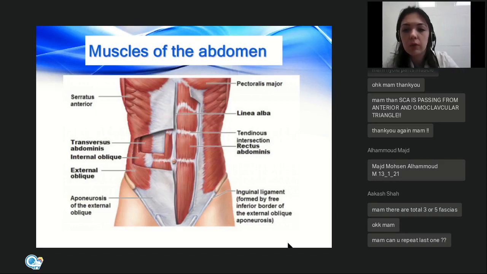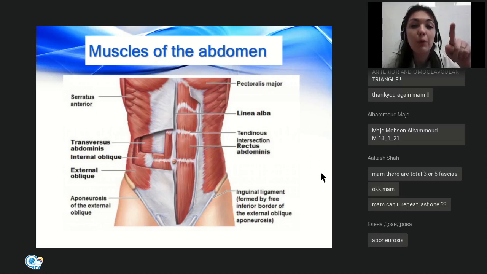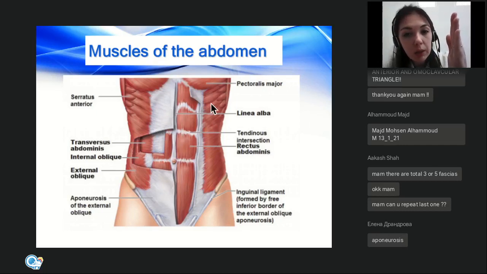Aponeurosis, what I don't exactly understand. What are you asking me about? What? I was telling about aponeurosis. This is broad tendon. And then these broad tendons of all the lateral muscles of the abdomen, they form linea alba. Here it is written, linea alba, in the very middle. It is stretched between xiphoid process of the sternum and superior margin of pubic symphysis.